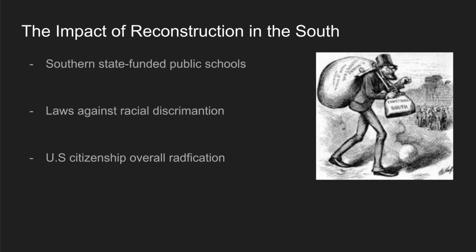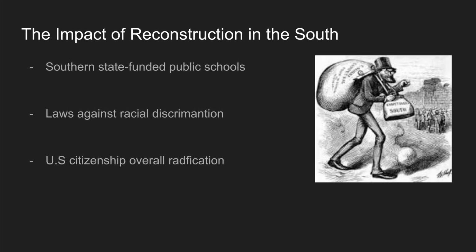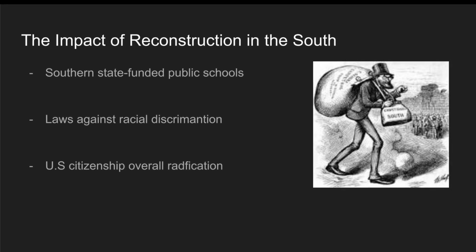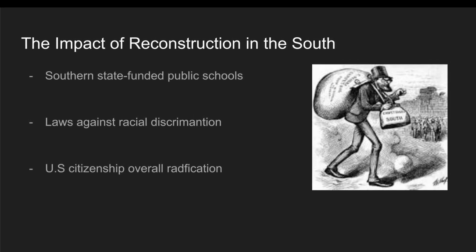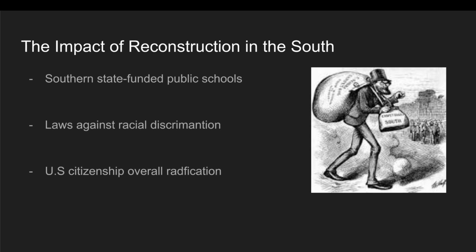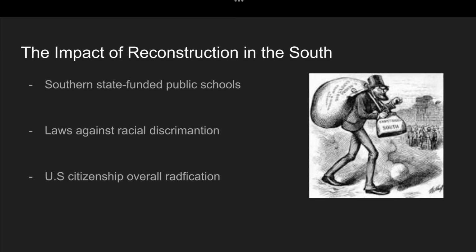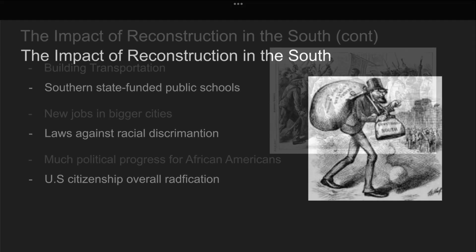Positive impacts of the Reconstruction of the South: Southern state-funded public schools were first being introduced. Laws against racial discrimination were put into place, but also things like Black Codes were put into place by Southern states. U.S. citizenship was ratified, allowing citizens born in the United States to be granted full citizenship.